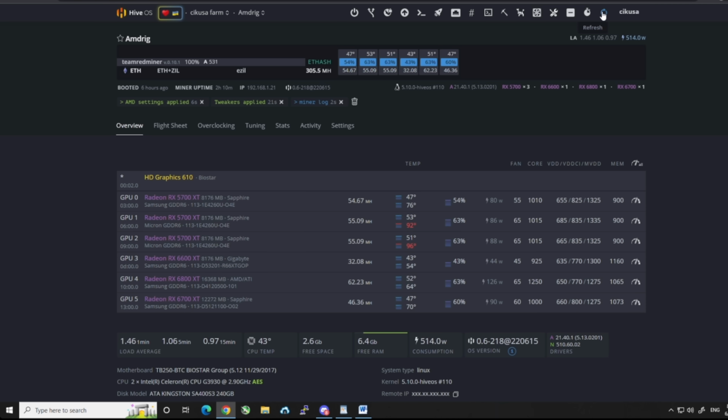So let's refresh again. And as you can see, guys, there is that dip I was talking about. It dipped all the way to 223 megahash.